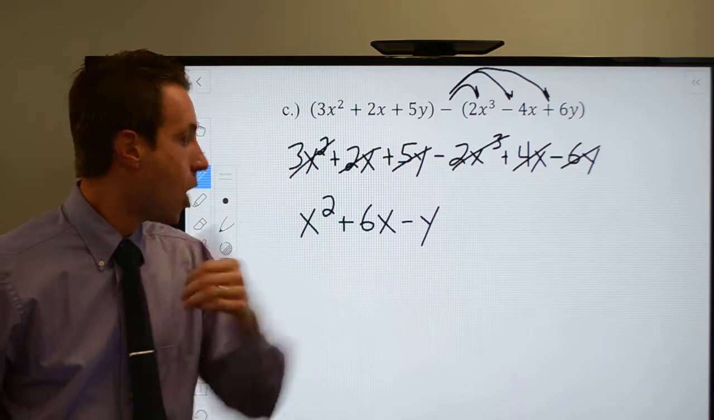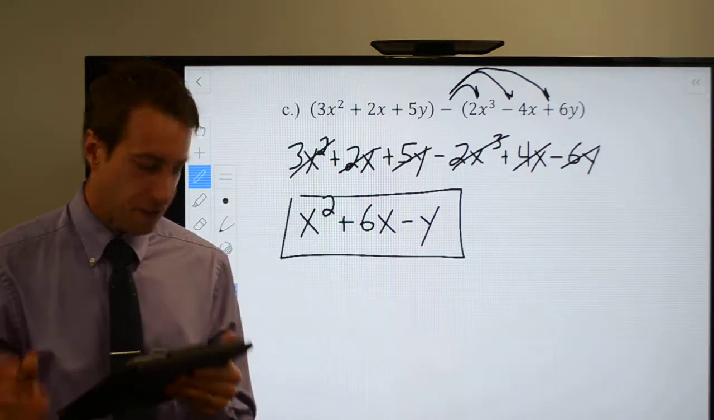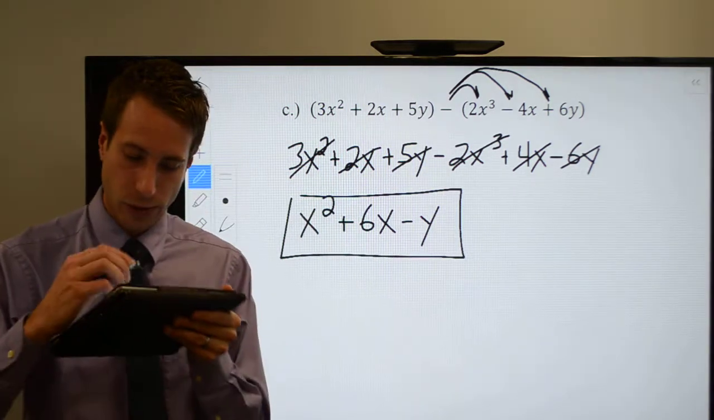Okay, so this is my polynomial. Find the degree. That is a second degree term, first degree term, first degree term, so second degree polynomial.